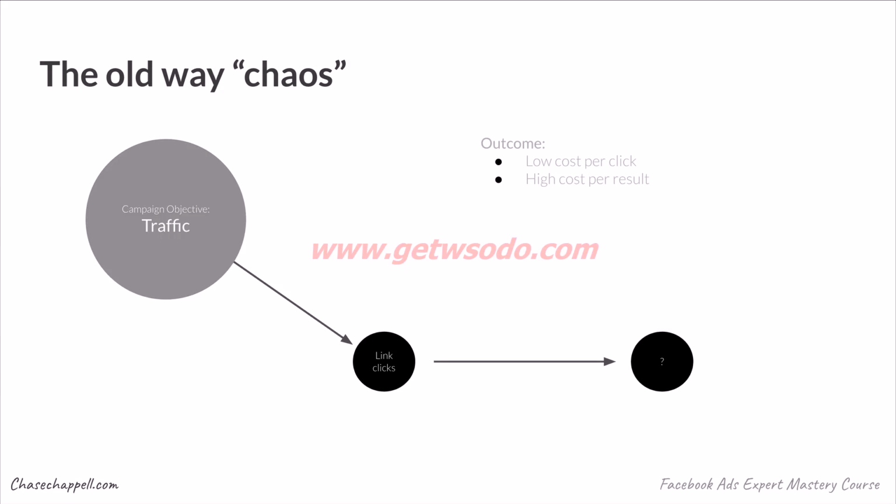So with traffic campaigns, you're going to get a lot of irrelevant traffic and you're going to pay a low cost per link click, but you're going to pay a very high cost per result, because like 95% of those people don't do anything on your site. And if they do, it may be adding something like add to cart, and that doesn't even guarantee you a purchase. So traffic campaigns have an outcome of low cost per click and high cost per result.